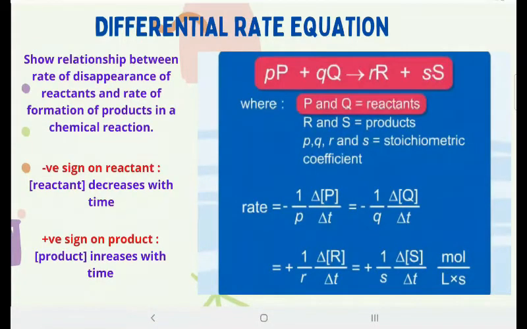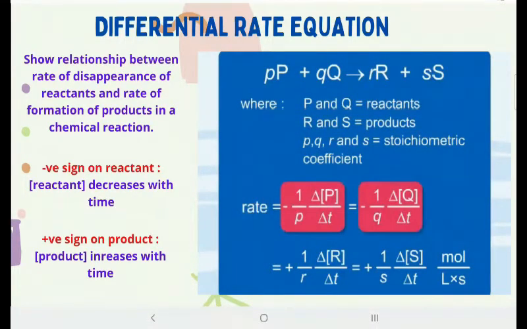In the reaction, reactants P and Q give products R and S. The relative rate for this reaction can be expressed in terms of the decrease in concentrations of reactants and increase in the concentrations of products as -1 over P, delta P per delta T, equals -1 over Q, delta Q per delta T, equals +1 over R, delta R per delta T, equals +1 over S, delta S per delta T.